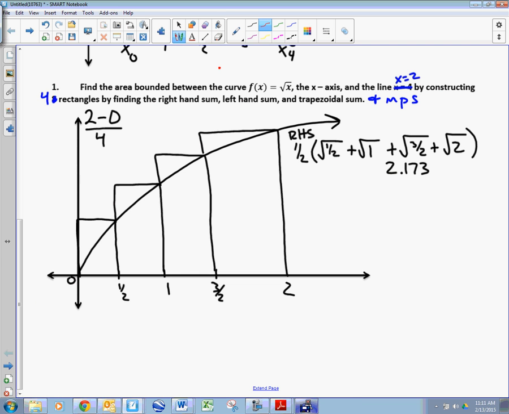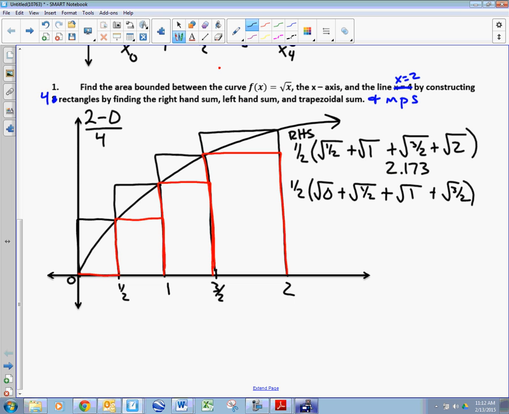So what will change with the left-hand sum? Like left-hand sum, at what height do I evaluate it right now? What spot? I evaluate 0. So I don't have anything there. And I go to here. I go to here. So that'll be 1/2 times the square root of what? 0 plus the square root of 1/2 plus the square root of 1 plus the square root of 3/2.